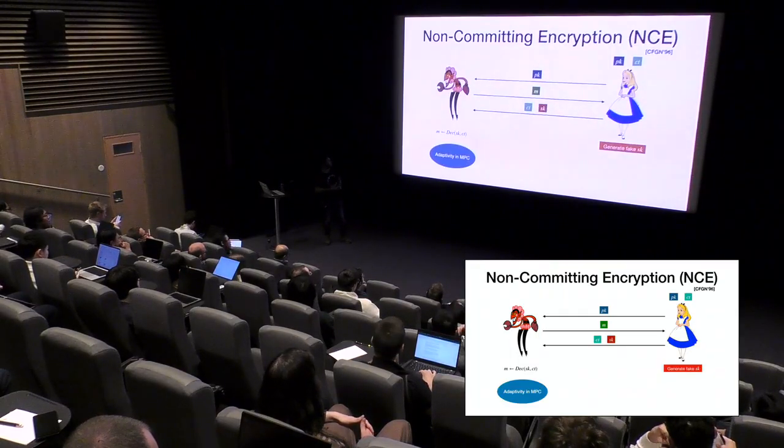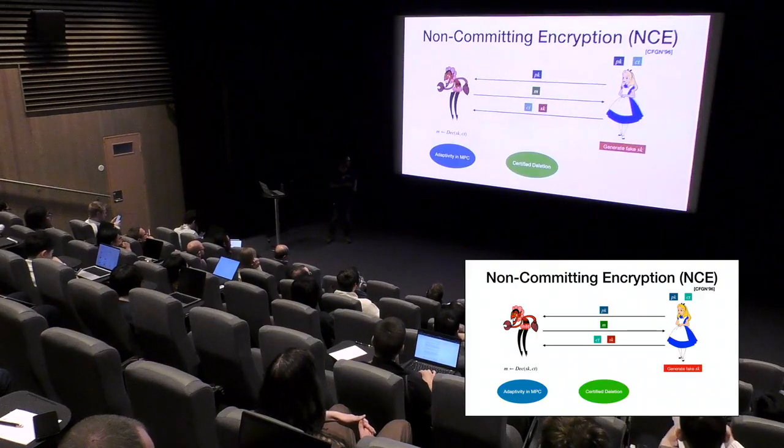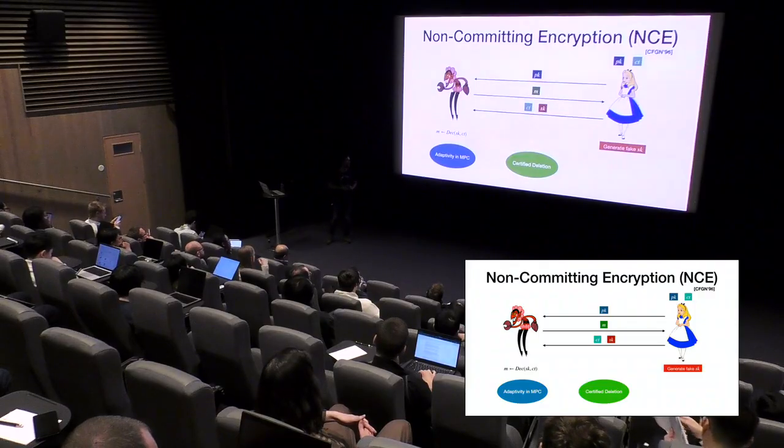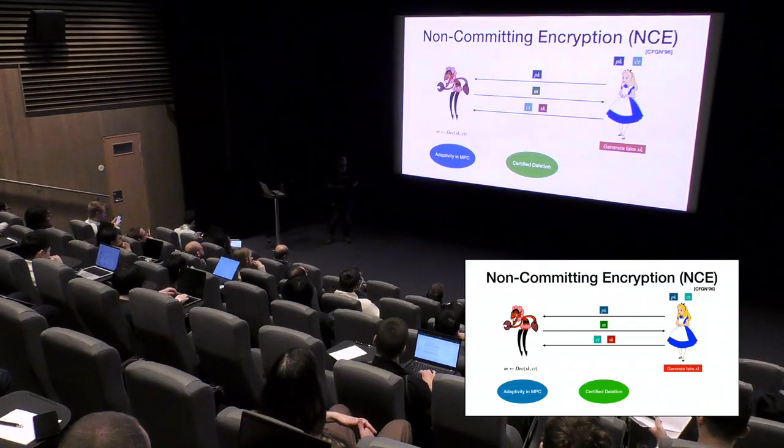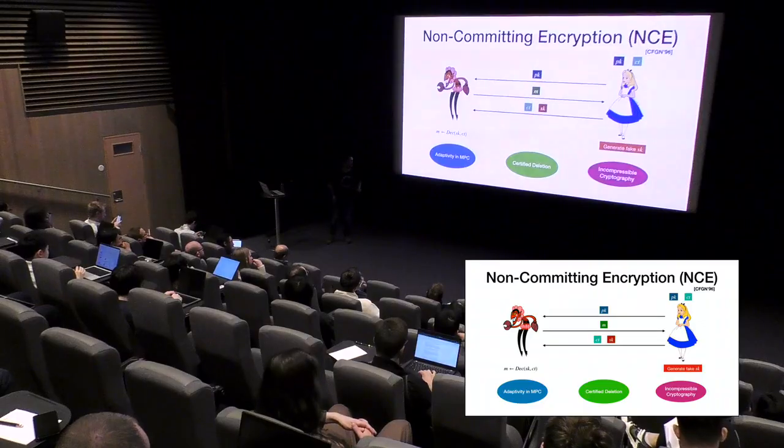Now, this was initially used to prove adaptive security in MPC, multi-party computation, and then used in building certified deletion. This is something in the quantum crypto world. And then, as I mentioned, it's used in incompressible cryptography also.